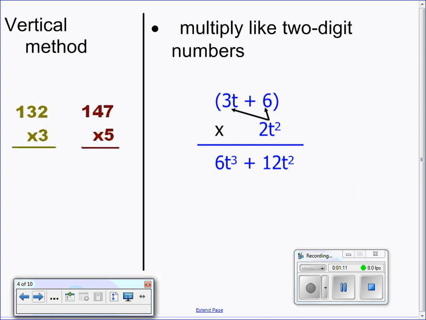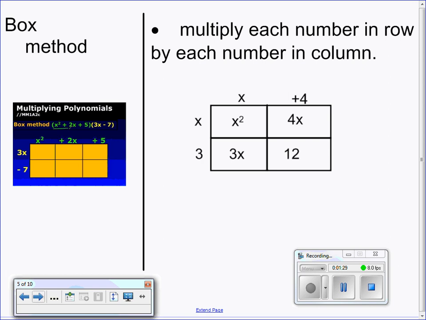In the vertical method, you line up the numbers vertically just like you would two-digit numbers, and then you multiply likewise. So you would multiply 2t squared times 6, bring that down, 2t squared times 3t, and you would bring that down. And then the last method would be called the box method.